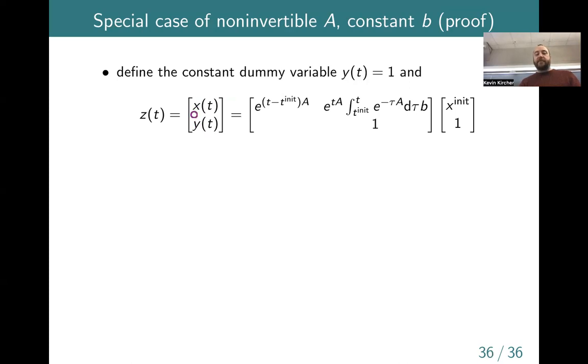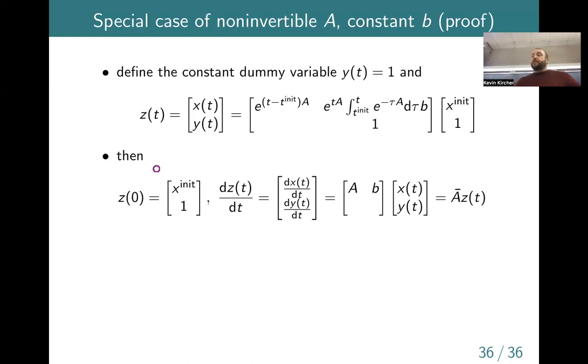And we have a functional expression for x that came from our general solution to the ODE system. So x is this matrix exponential thing times x initial plus the integral that we're trying to evaluate times 1, basically. We're just kind of copying and pasting this thing here. And then y doesn't have any dependence on x initial, so it just has zeros down here. And then it has a 1 here because y is equal to 1.